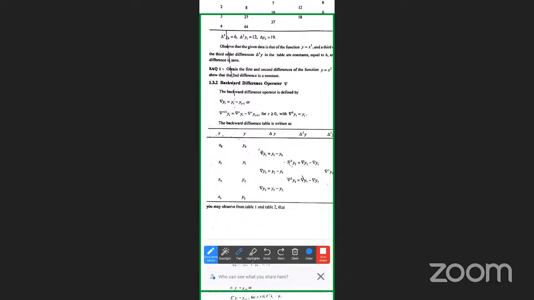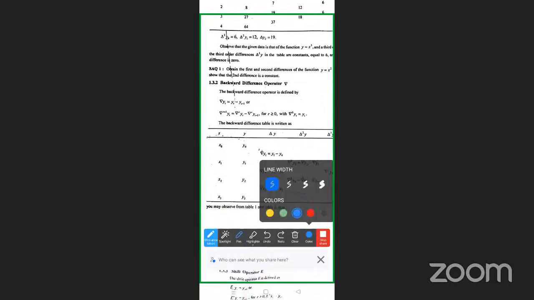Next, the backward difference table. The backward difference operator is nabla, the reverse. So nabla yt is equal to yt minus yt minus 1.